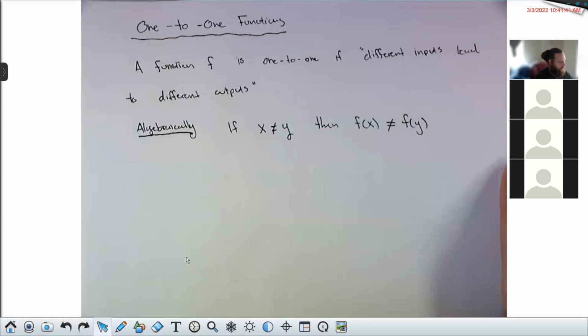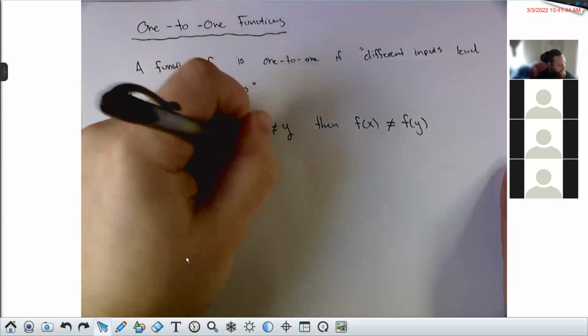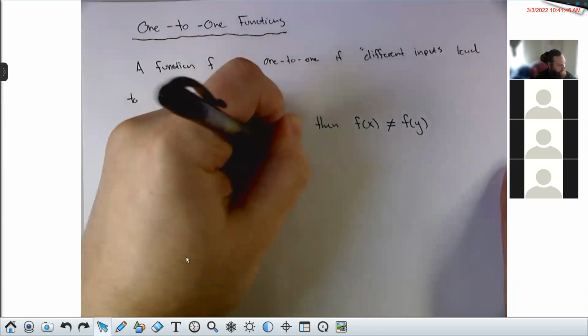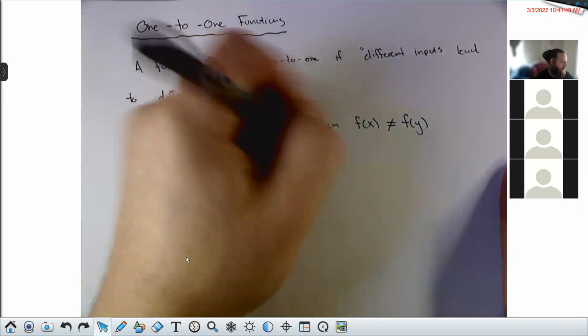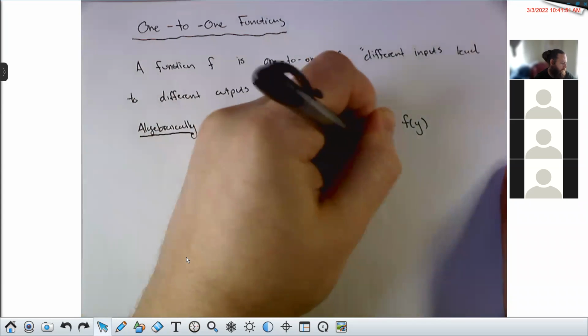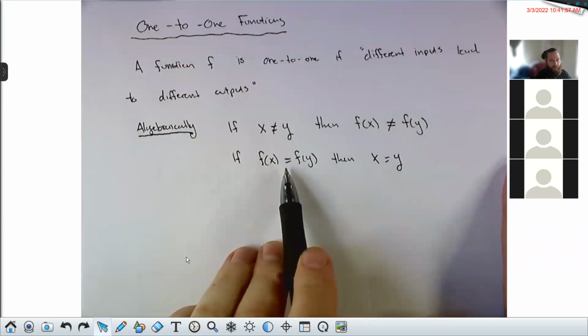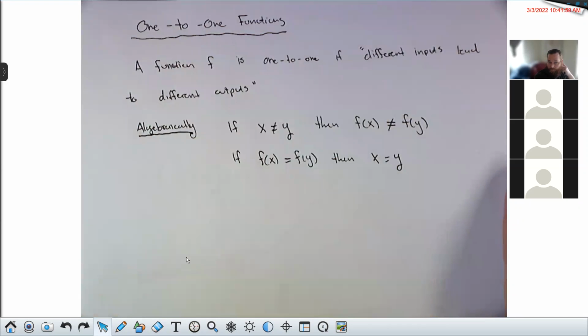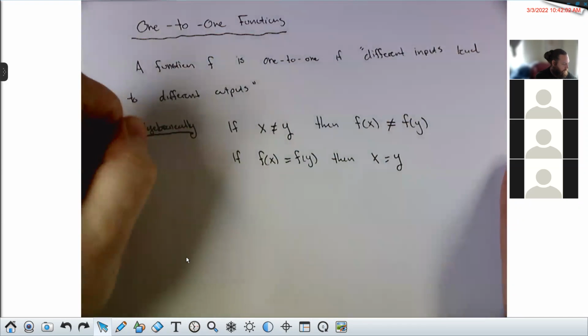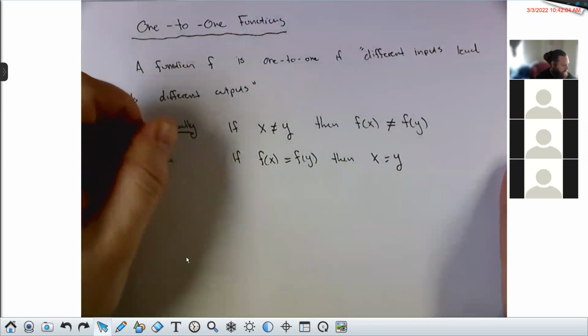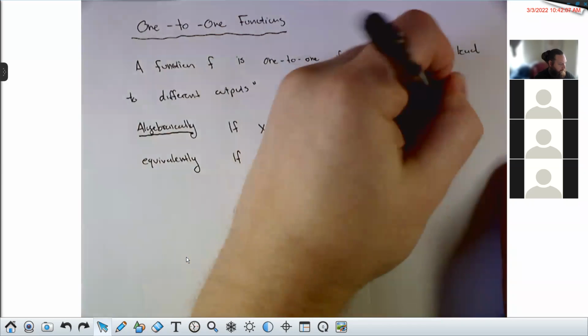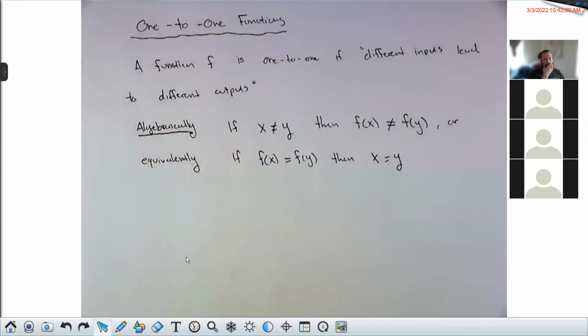And this is equivalent to saying if f of x is equal to f of y, then x must be equal to y. If you have two outputs that are equal, then they had to have actually come from the same input. So these say the same thing, and all three of these say the same thing. In plain language, we say different inputs lead to different outputs.